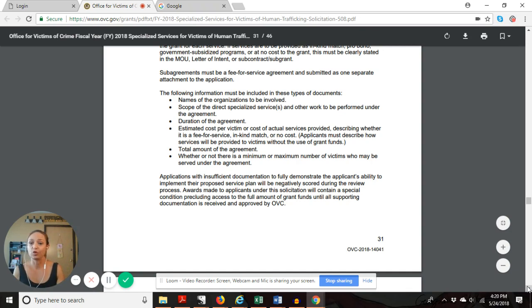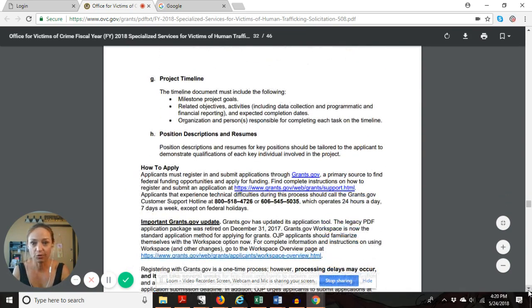So when the reviewer is reviewing, going, so do they have the estimated cost? They're going to look at this. Do they have the estimated cost per victim? And then all of a sudden they see your header that says the exact same thing. They're going to be able to find it immediately. And then you'll get points. See, it'll be a lot easier for you, and it'll be a lot easier for the grant reviewer.